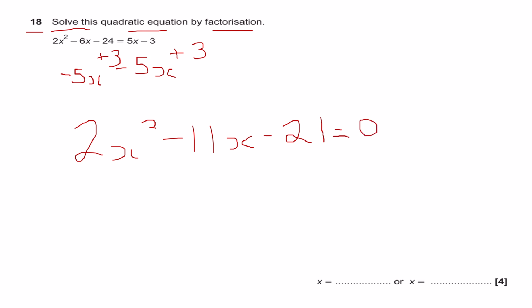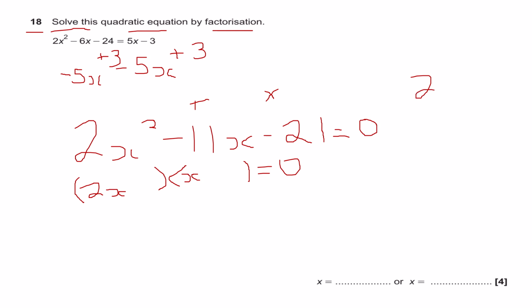It's now equal to 0, so I can obviously factorize this. You do it into double brackets. Now, how do I make 2x squared? Well, 2x squared is made by doing 2x times x. Now, I want two numbers that add to make minus 11, and the same two numbers that times to make minus 21. Obviously, one of them is being doubled.